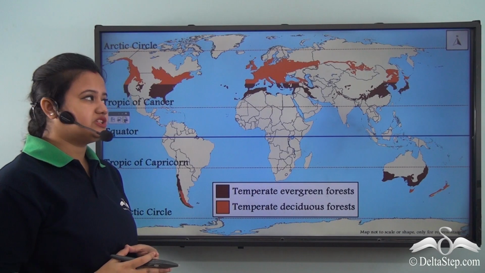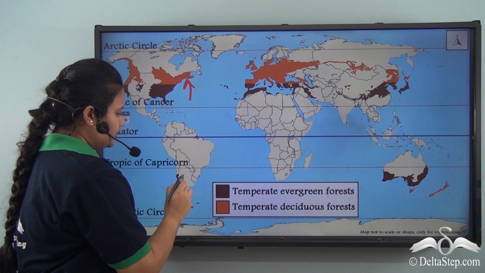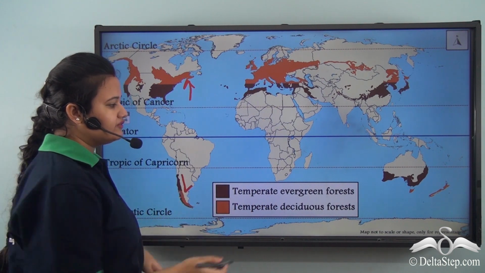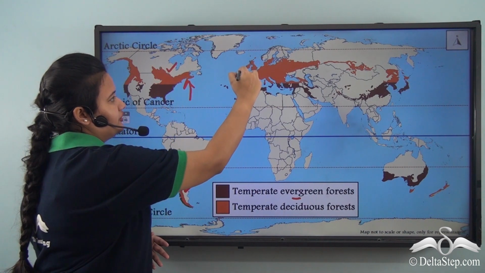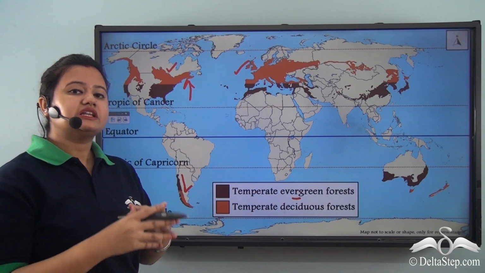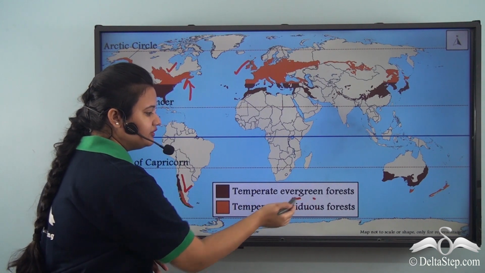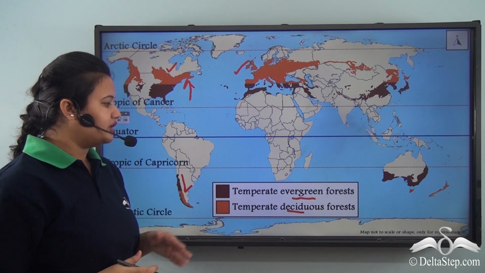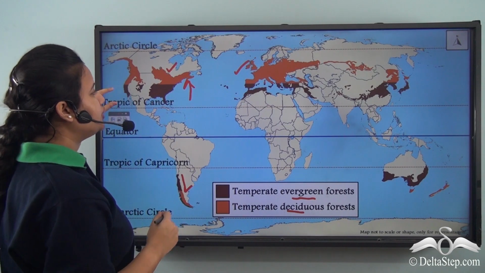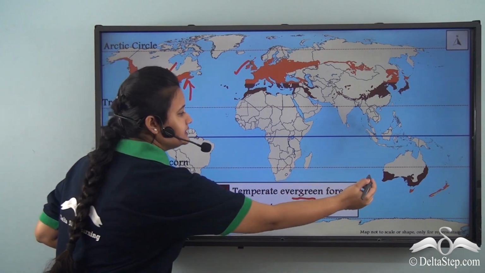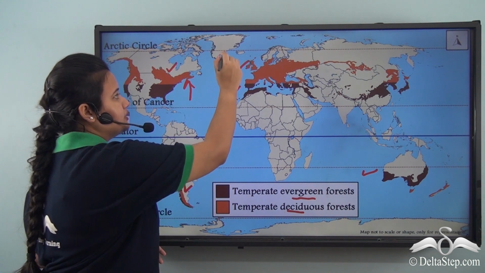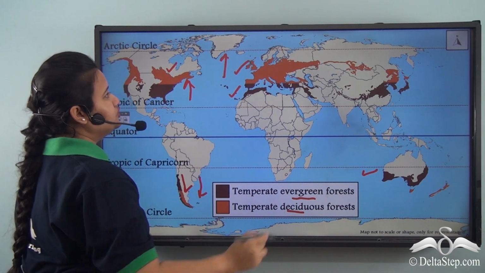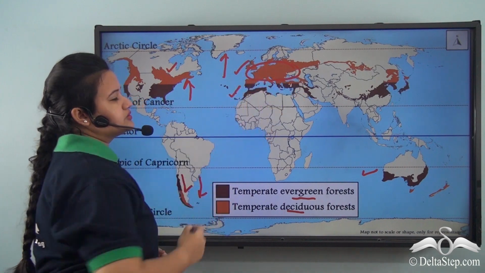Now if we proceed northwards and southwards of these temperate evergreen forests, then we shall find temperate deciduous forest. See, this map shows the location of both evergreen and deciduous forests that are found in the temperate region. And here we find that just beyond both the tropics, the temperate evergreen forests are found, whereas if you proceed towards the poles from this region, then you will find temperate deciduous forest.